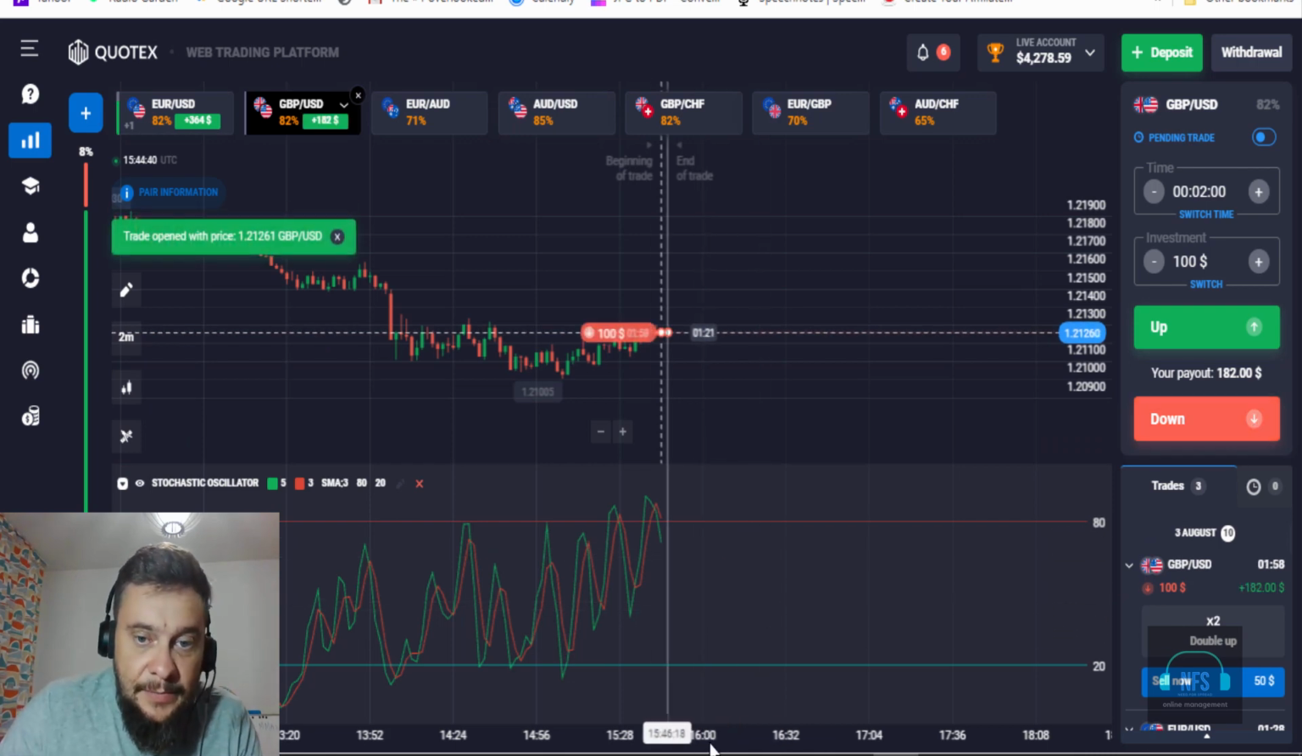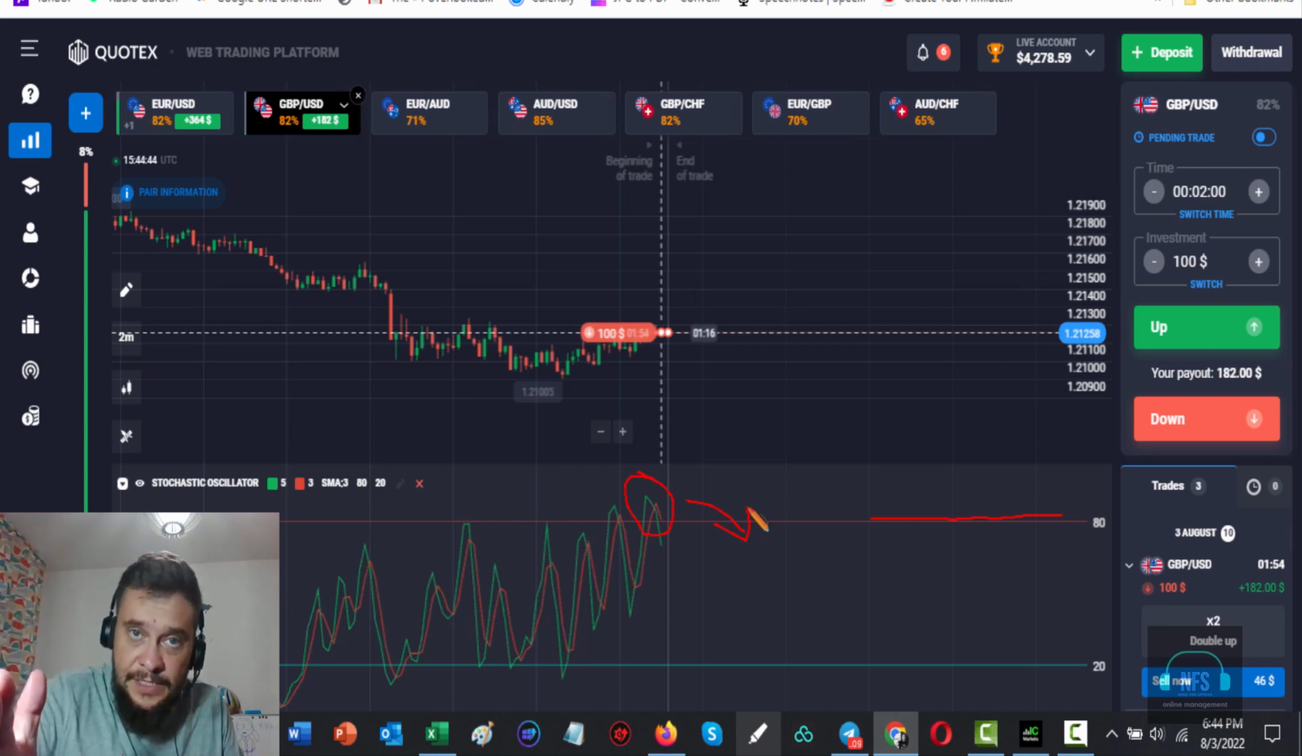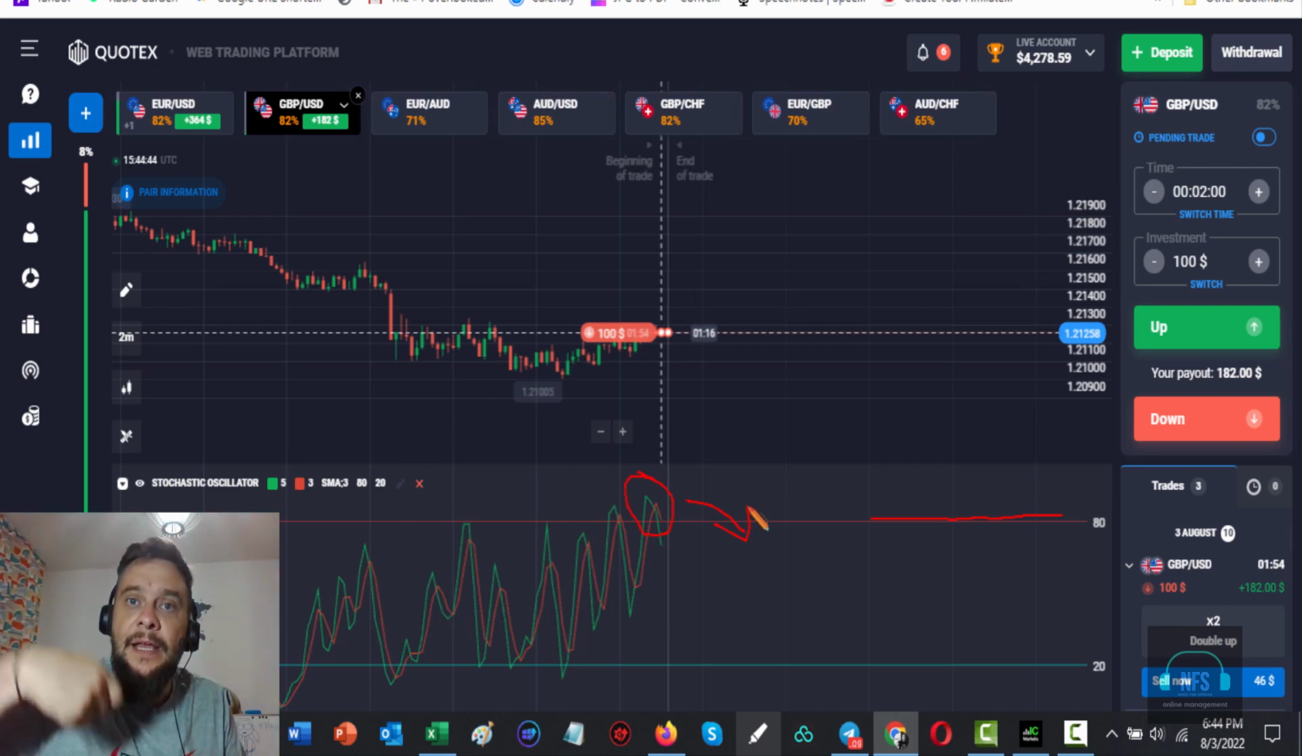So once again, yes, let me put the pen a little bit. Once again, I explain how simple this strategy is. You just be careful here on the stochastic oscillator, and when you see that you are above this 80 level, you will place down trades. If the first trade, a 2 minute trade, is out of the money, place double the amount of the investment.